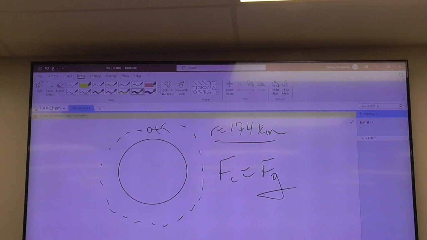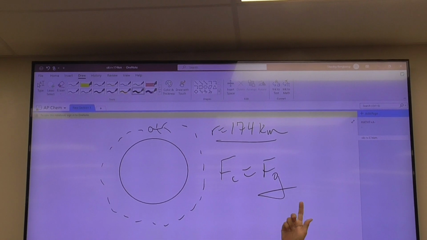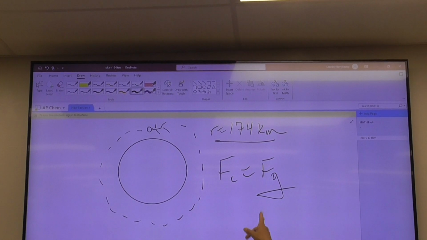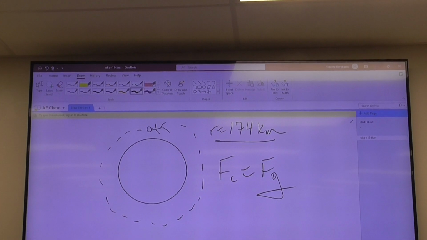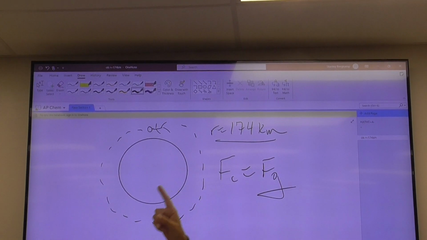Okay. So here's the next part of the story. We're back to Luke being in orbit 174 kilometers above the Earth. We just established that the centripetal force equals this gravitational force. Now, what I want to find out next is how long it's going to take Luke to orbit. Okay?